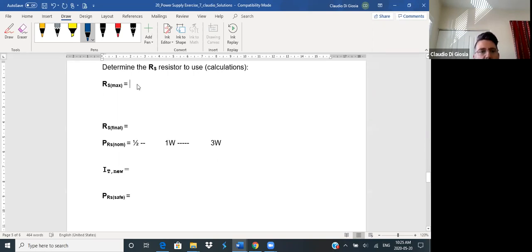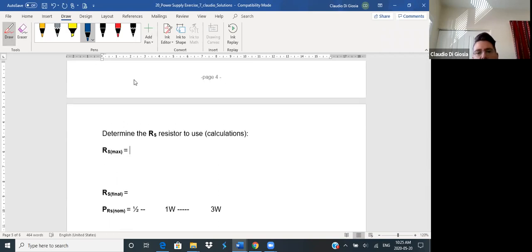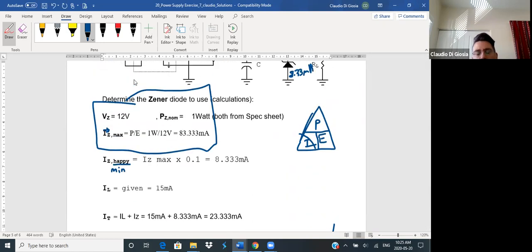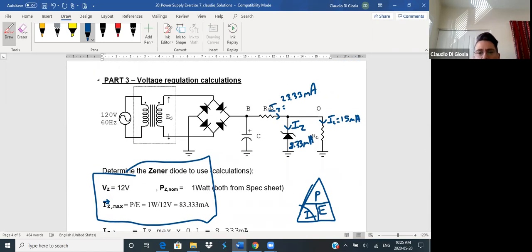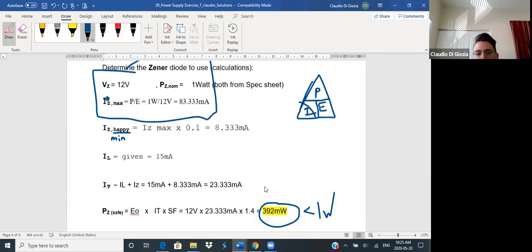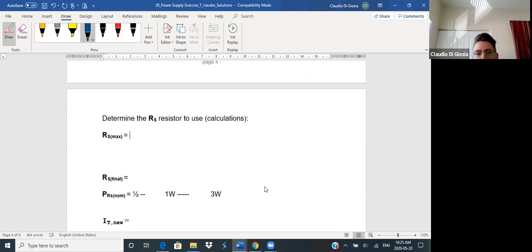What is RS max? I'm going to write this down with a pen here. RS max, let's go back to the diagram here. I'm looking for the voltage here. Let me redraw that in a way where maybe you can trigger what we did yesterday for the Zener diodes. We had an RS there. We had our Zener here.